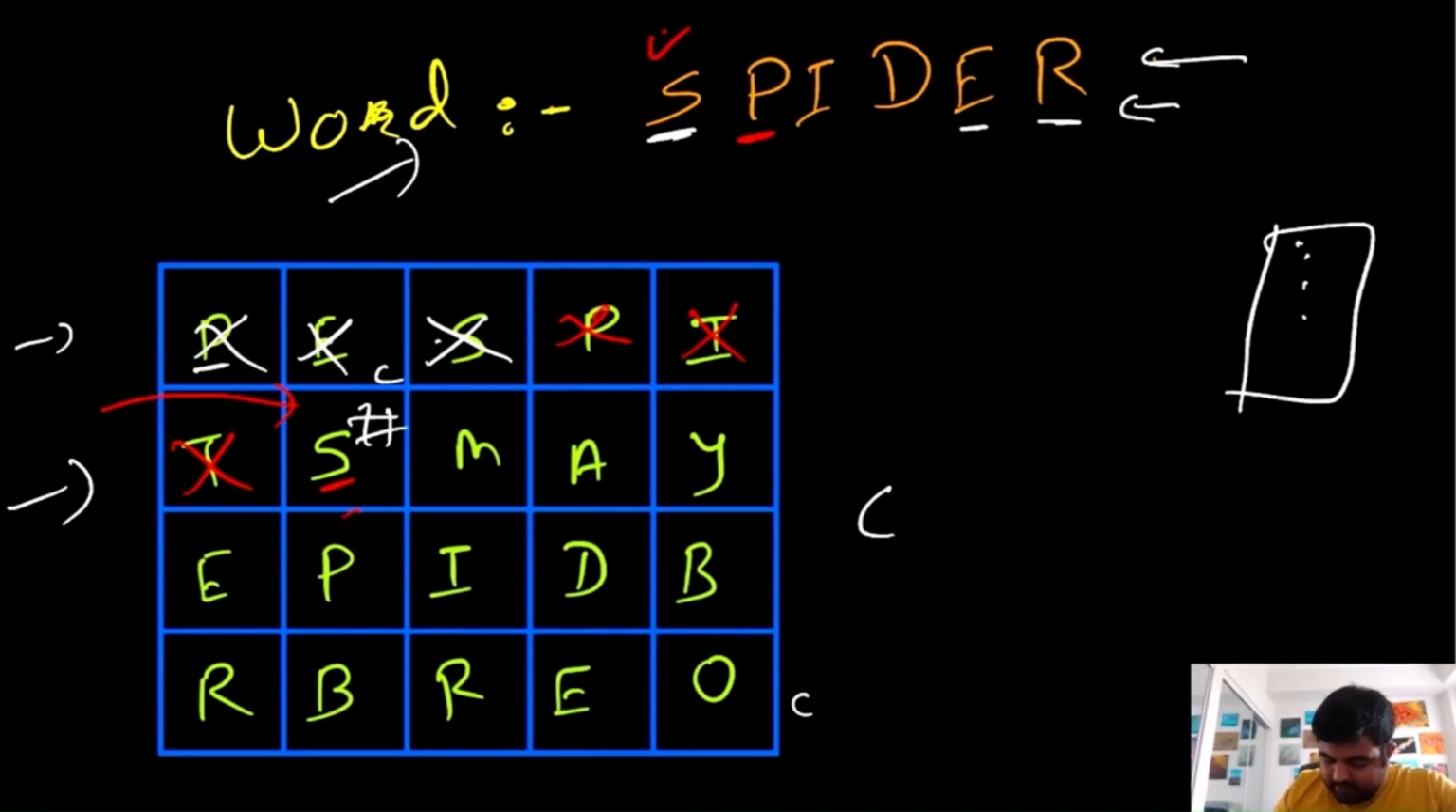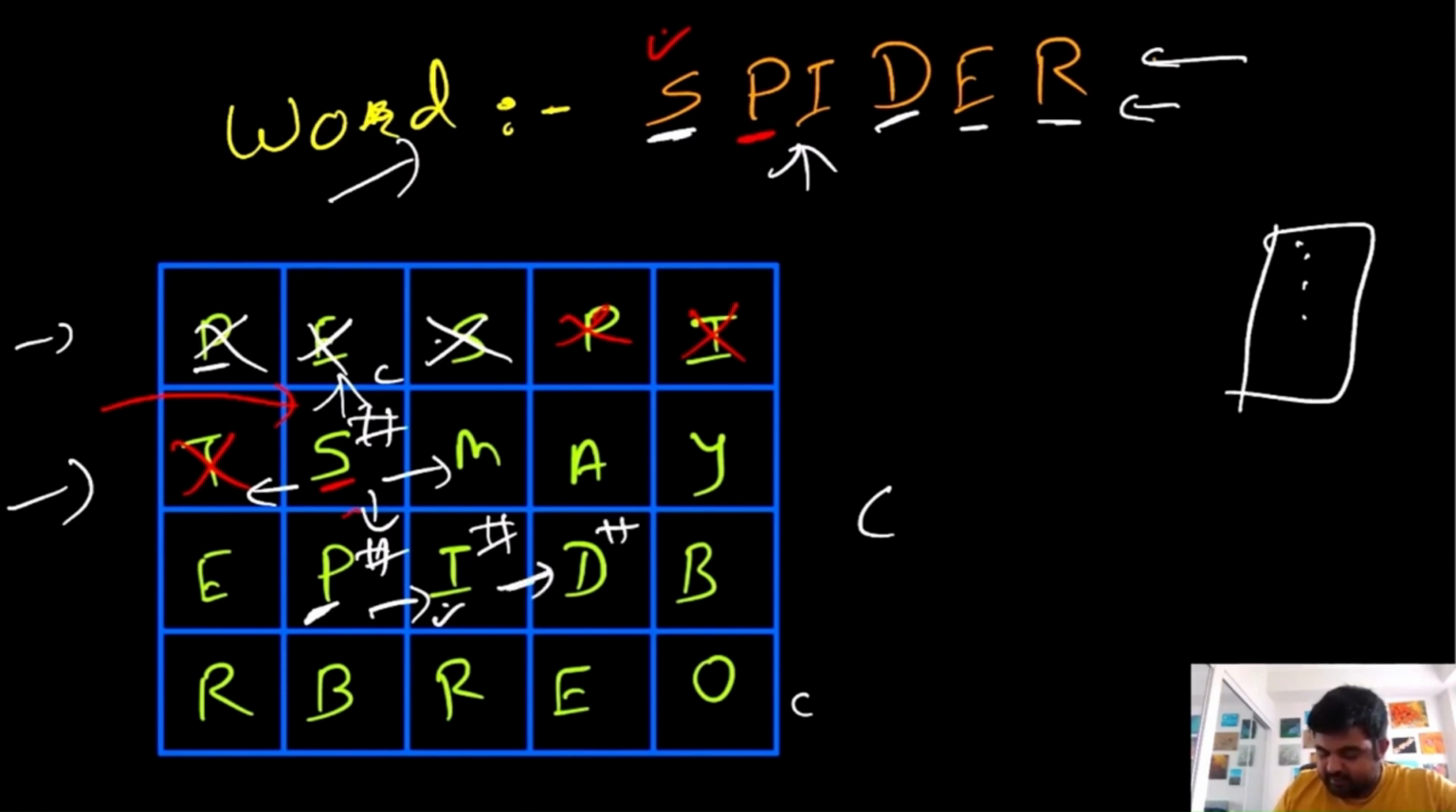Now what are the neighbors of S? These four are neighbors of S, and the one value where the P exists is this one. So again we will repeat the same process. We will mark this as a hash. We'll try to find the letter I, which we find over here. So again we will mark this as a hash, and we will try to find D in the neighbor of this I. So we find D over here.